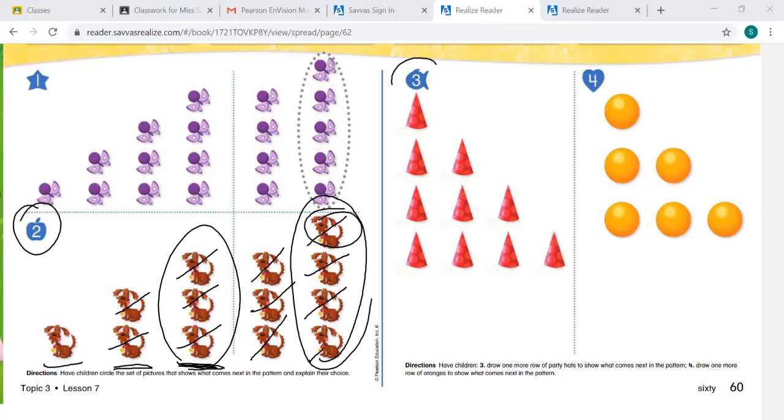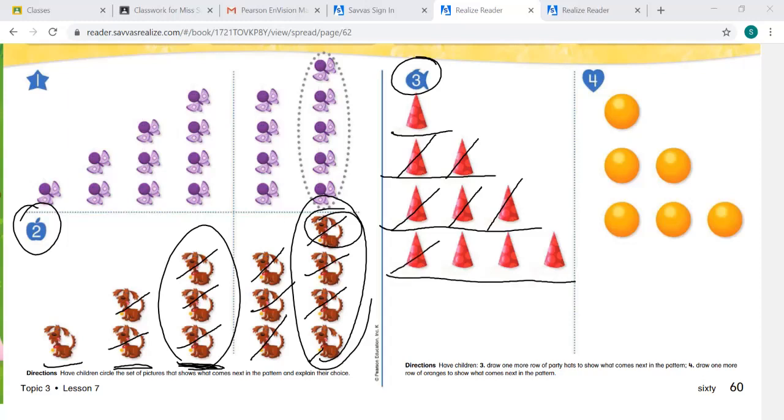Okay, number 3. You're going to draw one more row of party hats to show what comes next in the pattern. So let's look at the first row. How many party hats? There's 1. Let's look at the next row. How many are there? 1, 2. Let's look at our next row. 1, 2, 3. Next row. 1, 2, 3, 4. So it looks like we keep adding one party hat.